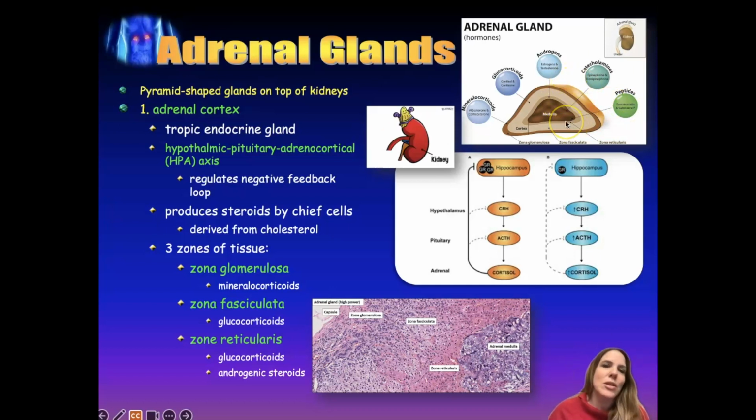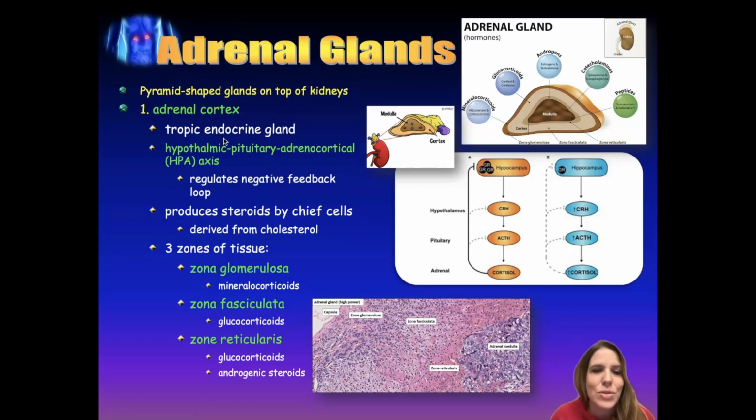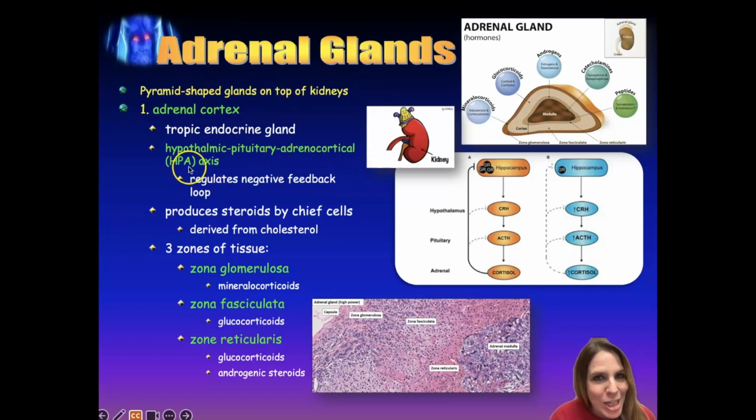So we're going to talk about the adrenal medulla in a little bit. Right now, let's focus on the adrenal cortex and what it produces. Now, the adrenal cortex is a tropic endocrine gland, so it's going to be releasing hormones that are going to target other tissues. And it's part of what we call the hypothalamic pituitary adrenocortical axis, or HPA. That's a mouthful.